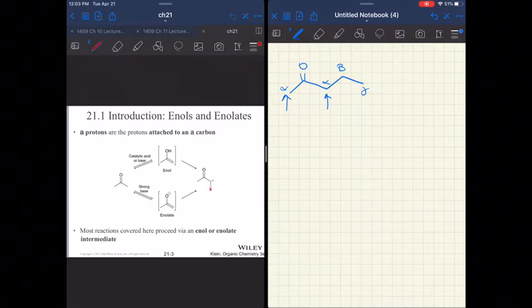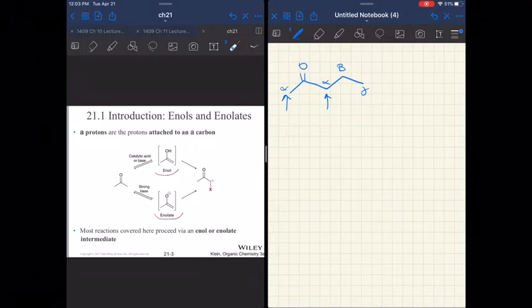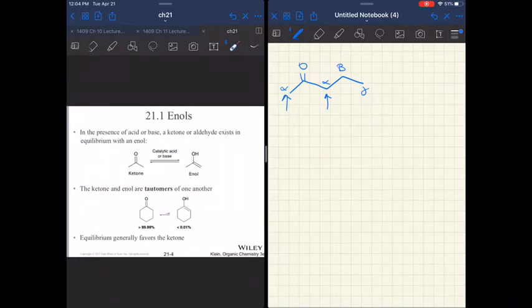Something that we're going to see in a lot of the mechanisms that we cover is either an enol or an enolate intermediate. An enol is an alcohol on an ene, on a double bond, and an enolate is simply the deprotonated version of an enol. Either way, what we're doing is trying to add something to the alpha position. It depends on if we're in catalytic amounts of acid and base or if we're dealing with strong base, but whichever route we go through, we're adding something to that alpha position.